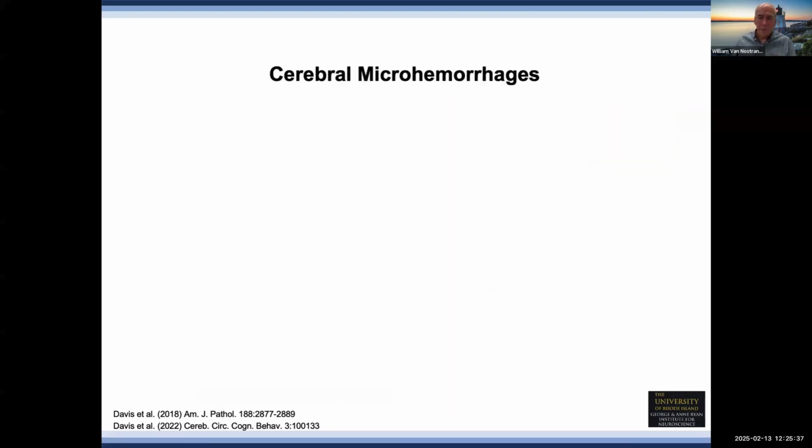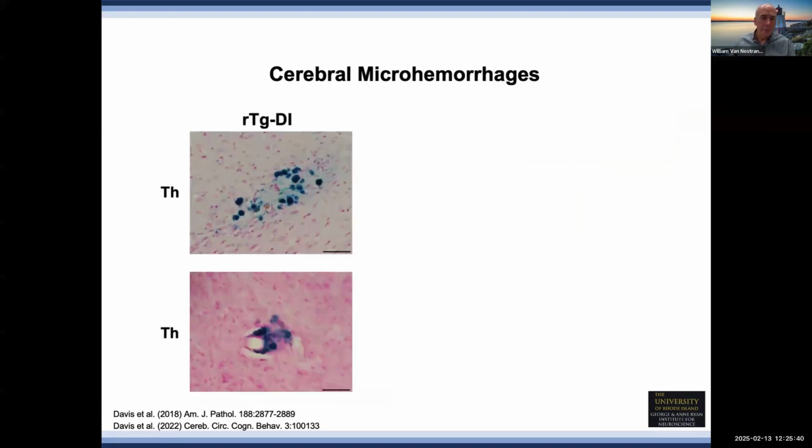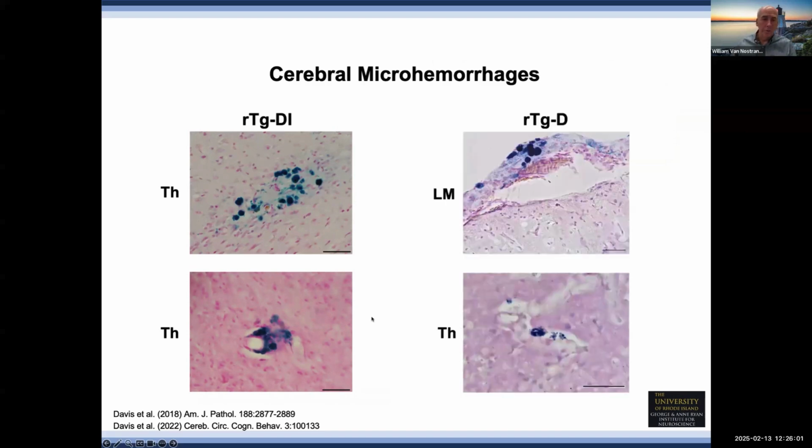We then looked in these models for cerebral micro-hemorrhages. Indeed, we found that in the case of RTGDI rats, we find cerebral micro-hemorrhages. These are visualized here by staining for perivascular hemosiderin, shown in blue. Here's another small microvessel where you can again see this perivascular hemosiderin staining, indicative of micro-hemorrhages. Similarly, we find micro-hemorrhages occurring in RTGD rats. Here's a surface meningeal vessel, and here a vessel within the thalamic area, again where we see this perivascular hemosiderin. So both models develop cerebral micro-hemorrhages.